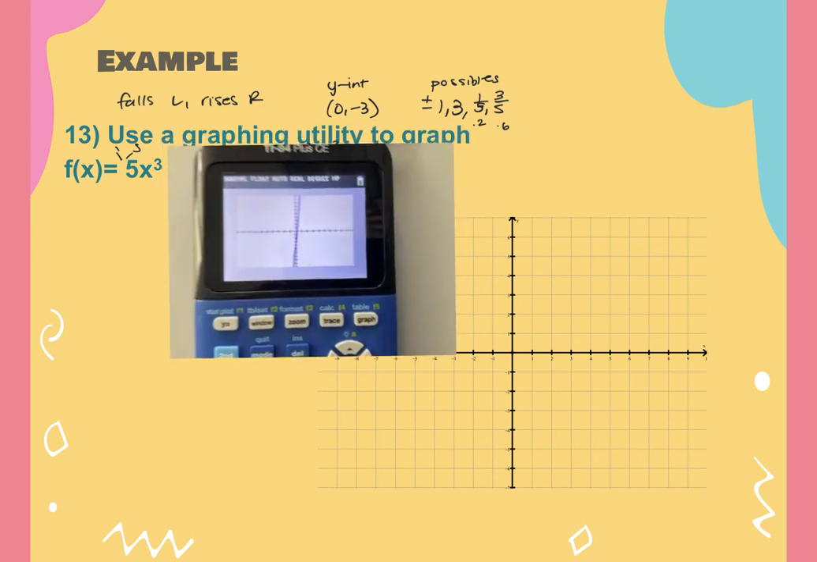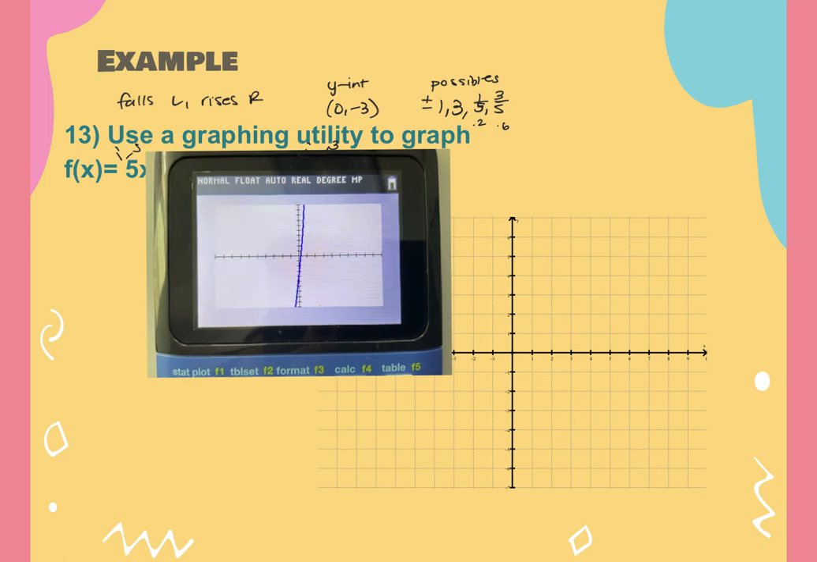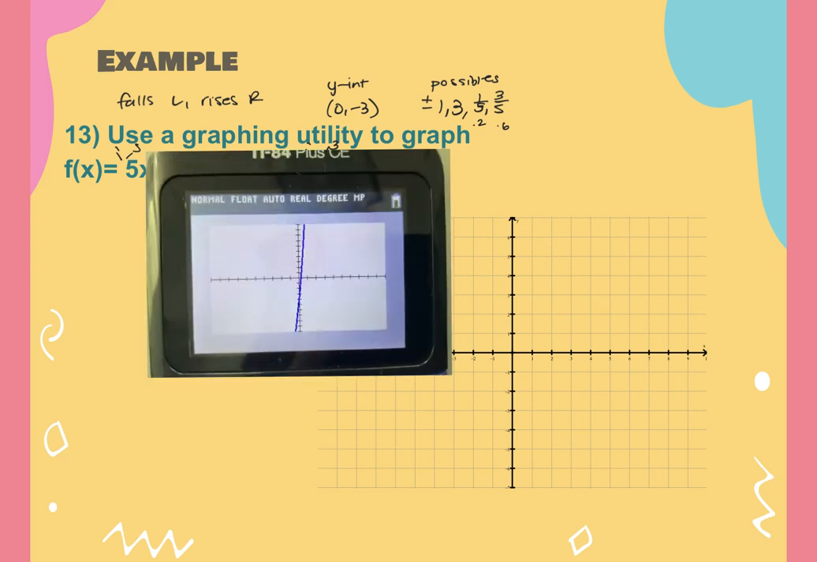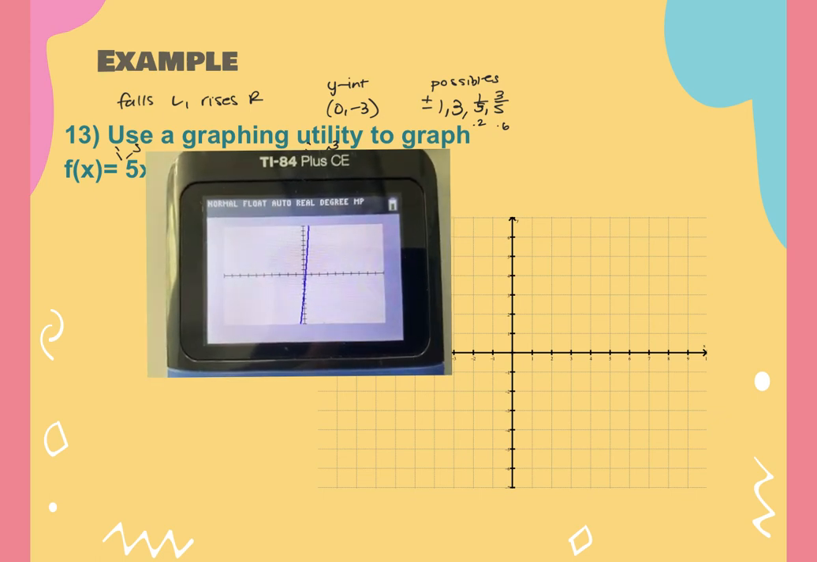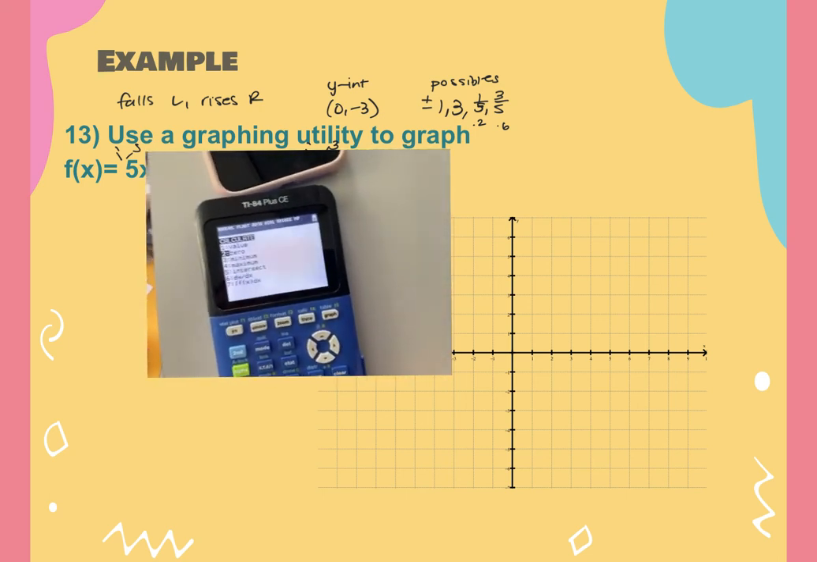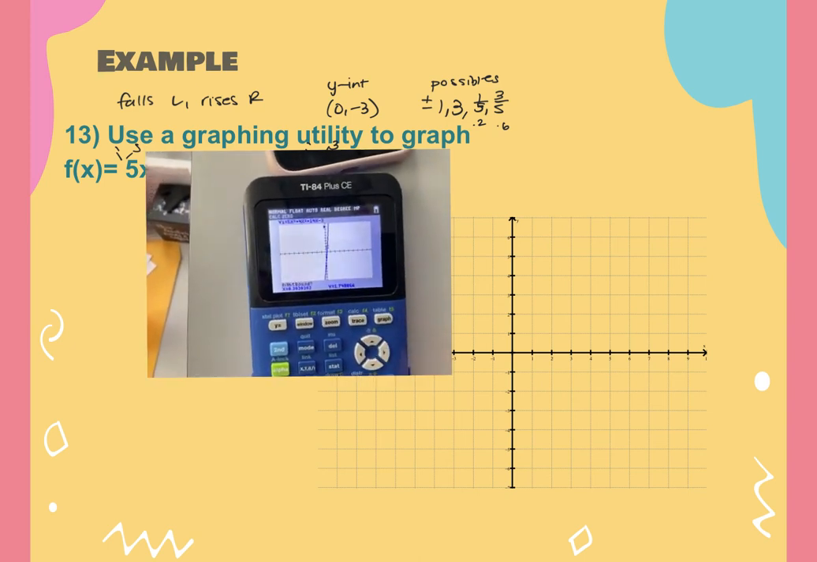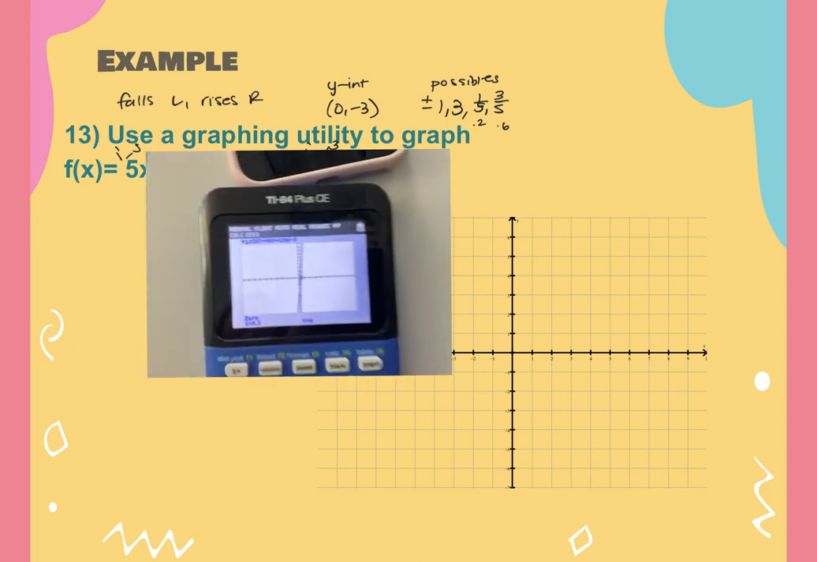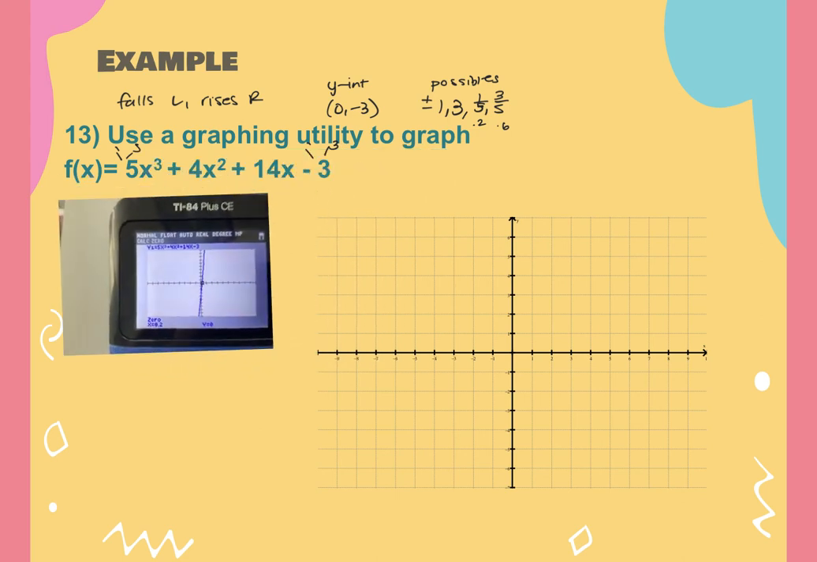It looks like this. So first of all, I know two things about this graph. One is there's only one real 0, which means only one of those possibles is going to work. The other thing is it's definitely not a whole number. So if I go to trace, second trace, and I go to the 0, and I go left of the 0, and I go right of the 0, and then I bring it directly to the 0, it's at 0.2. And 0.2 is 1/5.